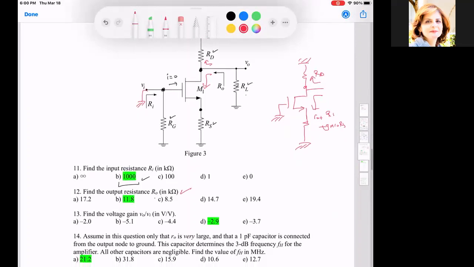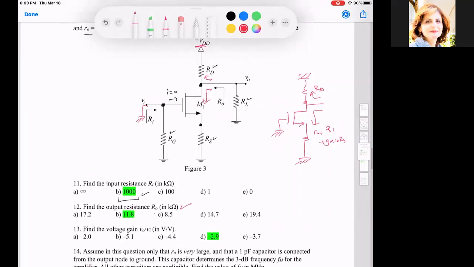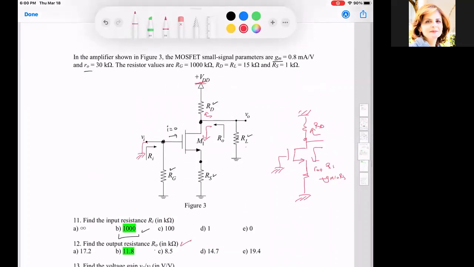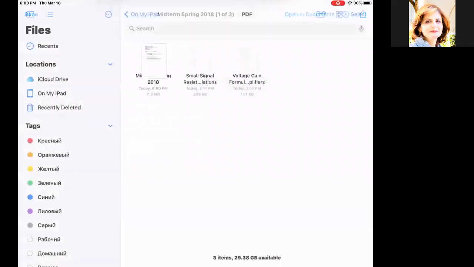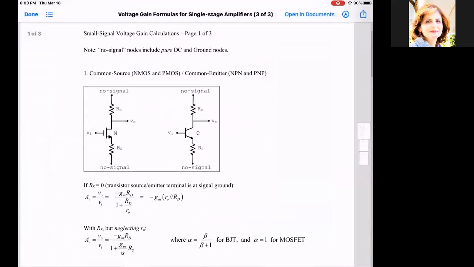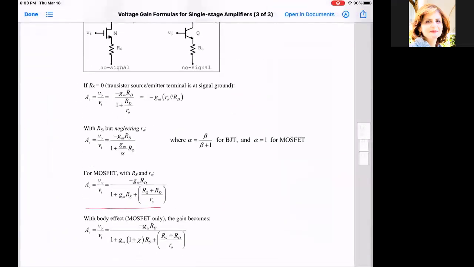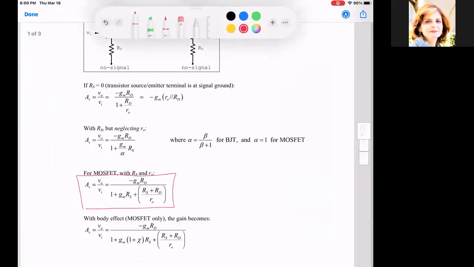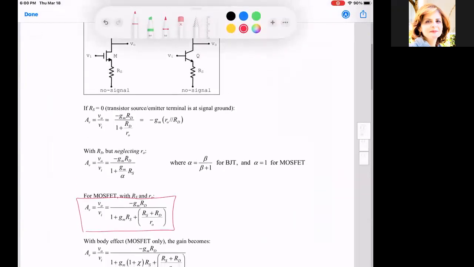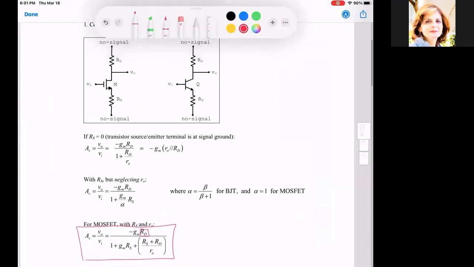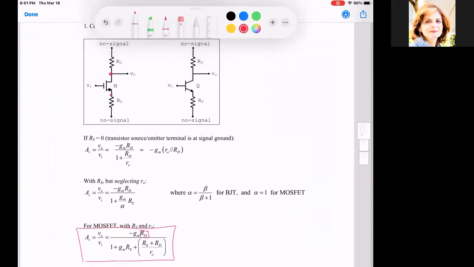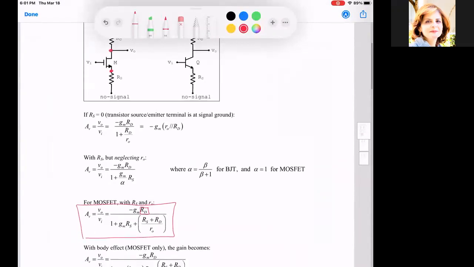Now he asks me to find the gain. Since I have RO and GM, the convoluted equation for the common source with source resistance applies, this big one. I'm going to take all of this. The only difference here is that in my circuit, RD is the total resistance that I see at the drain node, and RS is the total resistance that I see outside my transistor at the source node.